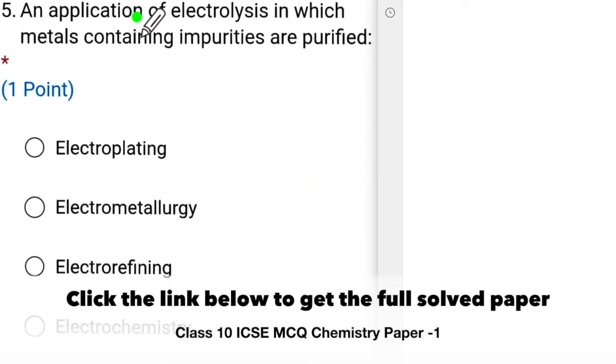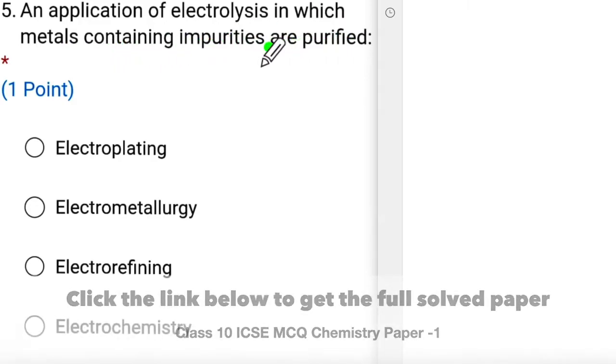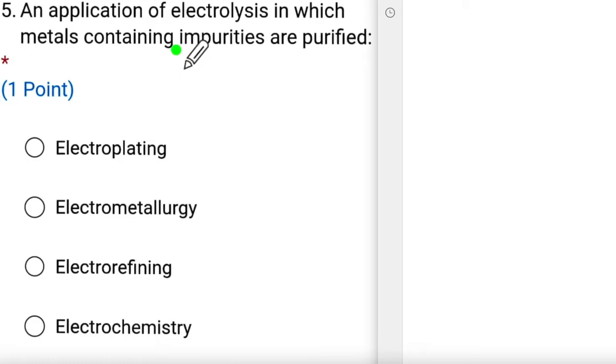Question 5. An application of electrolysis in which metals containing impurities are purified. Now, metal containing impurities is made pure, which means refining is taking place. So it will be electro-refining. Not electroplating, not electrometallurgy. Electrometallurgy is going to extract the metal from its ore. So it is not the metal which is impure made pure. So electrorefining is the correct option.